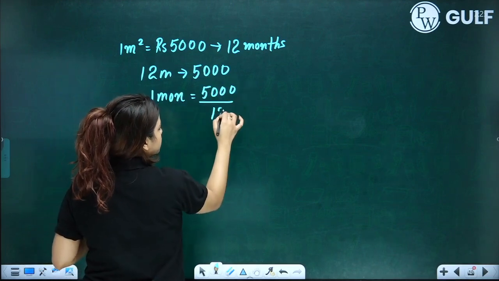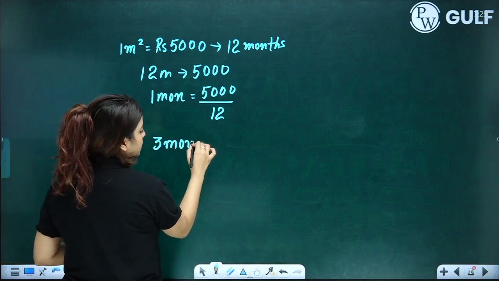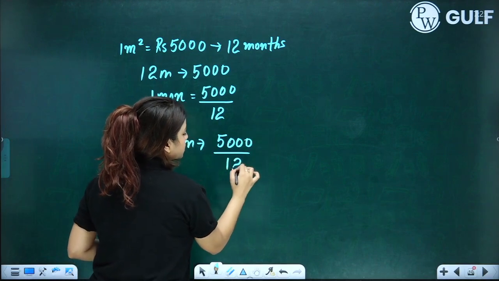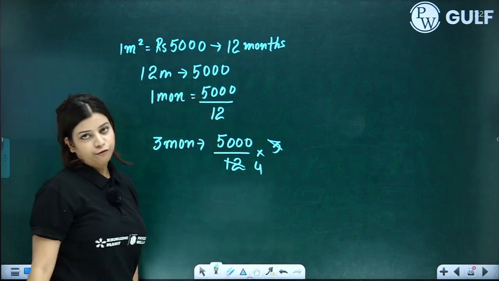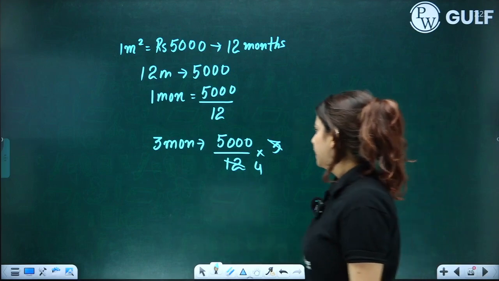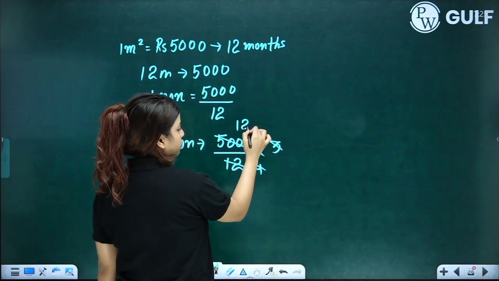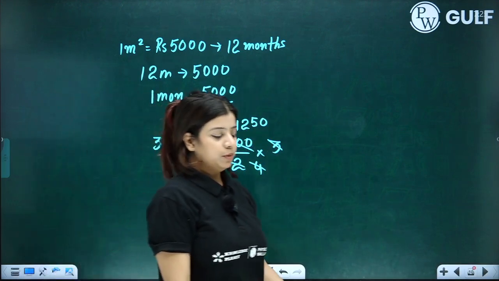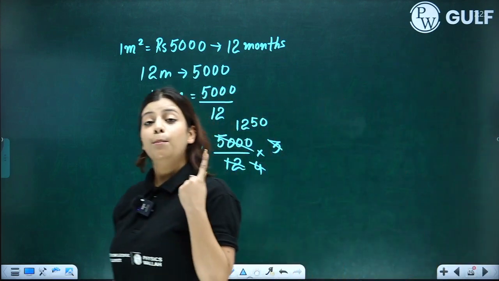And if we have to calculate it for 3 months, it will be 5,000 divided by 12 into 3. Over here we have 4. I hope this part is clear with everyone, right? We can simply cut it by 4 directly. So 4 ones are 4, then 2 eights are 8, 5 and 0. So 1250, right? Rupees 1250 is what they charge for 3 months per meter square.